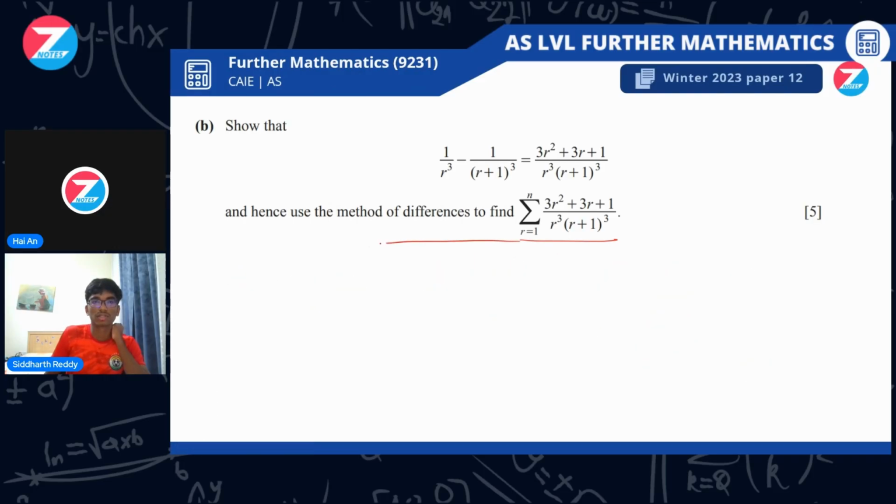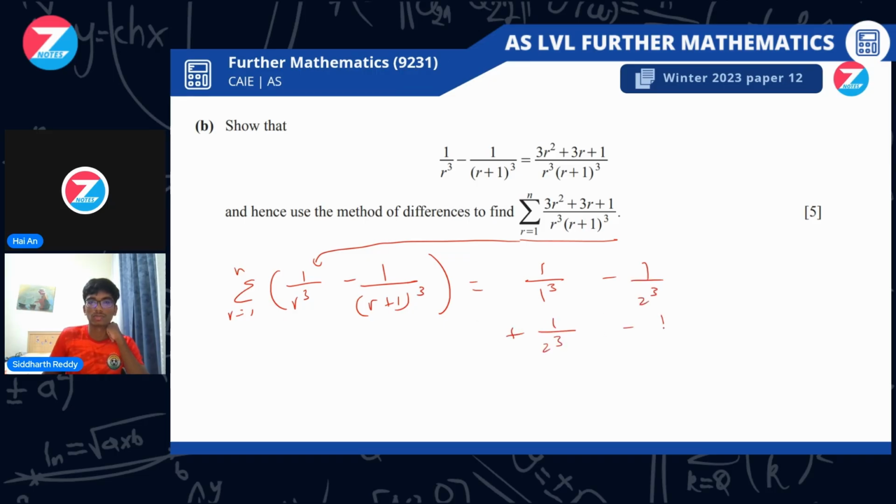So this can just be written as the sum from r equals 1 to n of 1 by r cube minus 1 by r plus 1 whole cube, right? So substituting r equals 1, we get 1 by 1 cube minus 1 by 2 cube, and then add 1 by 2 cube minus 1 by 3 cube plus 1 by 3 cube minus 1 by 4 cube, all the way on and on until we reach n. So we get 1 by n cube minus 1 by n plus 1 whole cube.